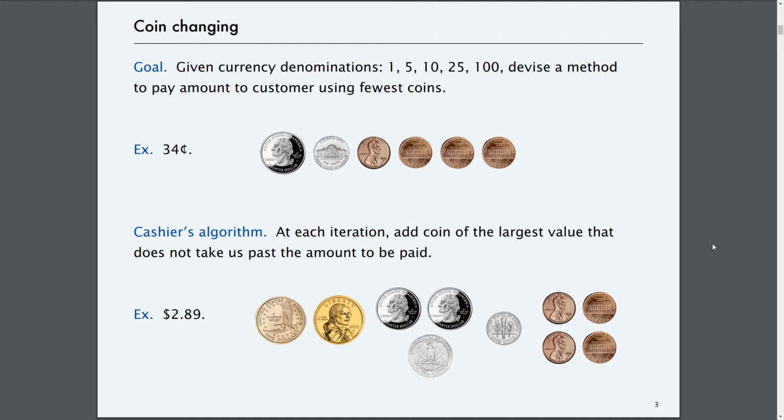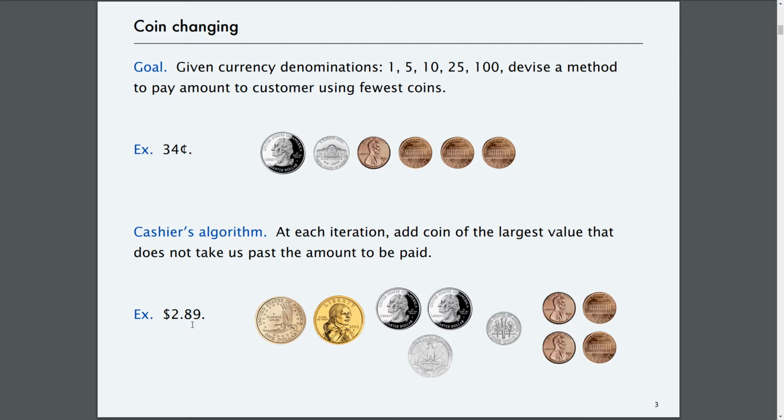And the intuitive way is to just add the largest value coin that does not exceed what needs to be paid back at each time. So, for example, here we have 34 cents. So we add a quarter, and then we have 9 cents remaining. So we add a nickel, and then we have 4 cents remaining. So we add a cent, and a cent, and a cent, and a cent.